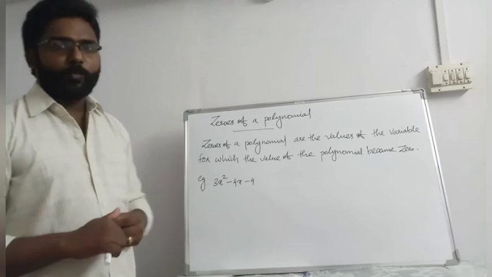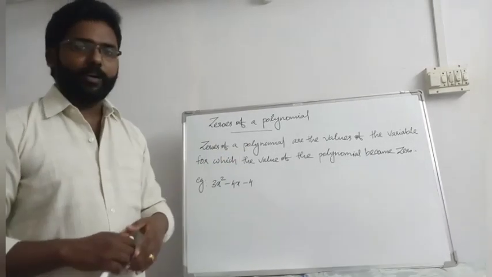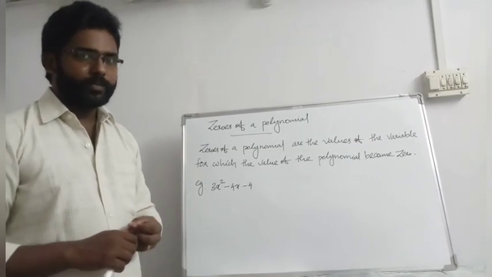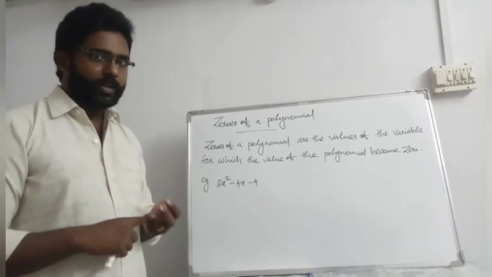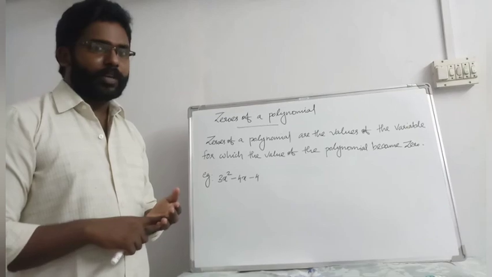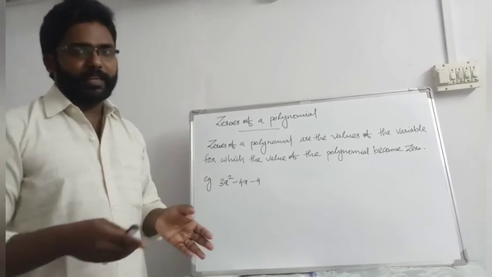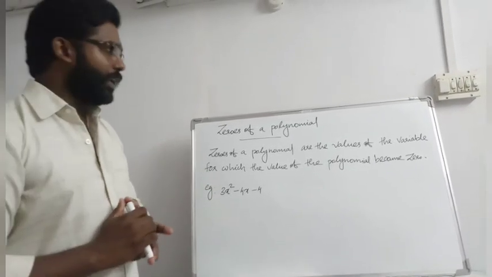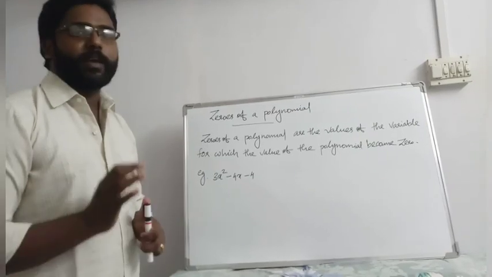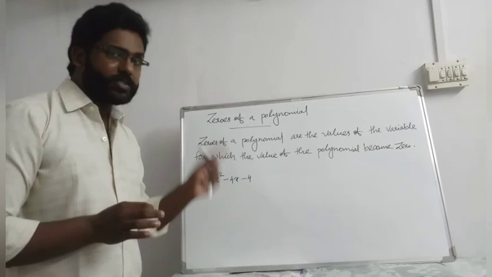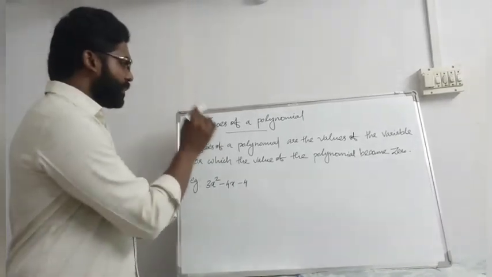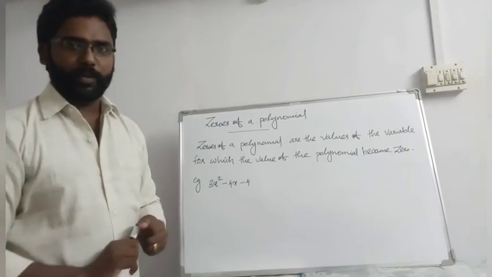Okay, now we are moving on to the next section. In the last class we studied the classification of polynomials, the degree of a polynomial, standard form, and so on. Next, one of the most important definitions in this chapter is the zeros of a polynomial.